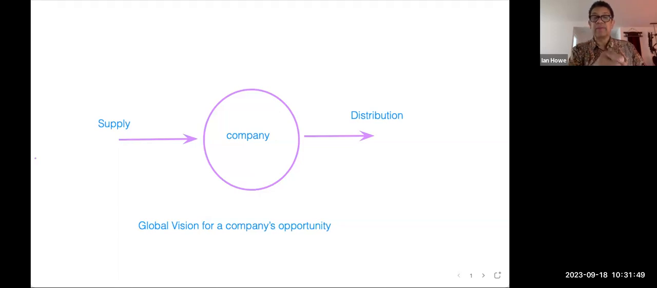So from a supply standpoint, I'm getting my beans from Colombia. I'm manufacturing and producing the cans of Coke in Puerto Rico, and probably using some type of shipping that goes through a circuitous route through all the countries, and that's the part of the distribution on the other side.